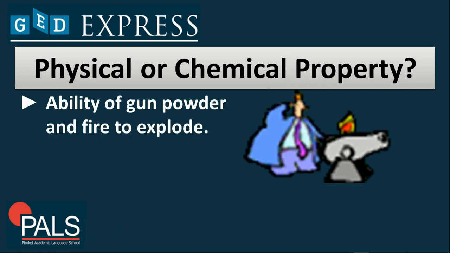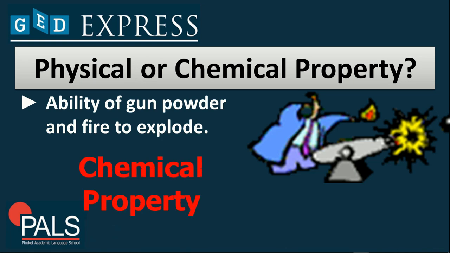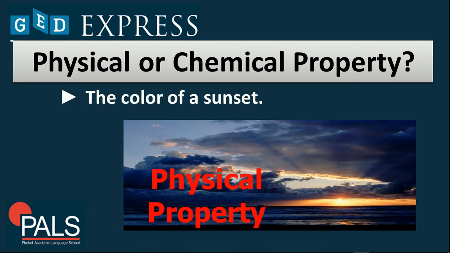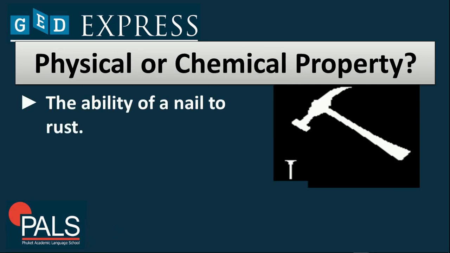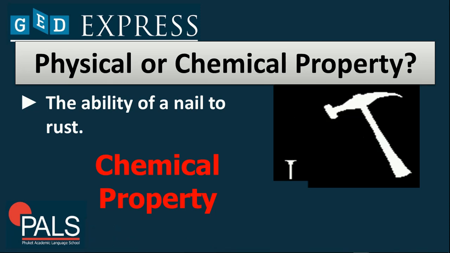Physical or chemical property. Ability of a gunpowder and fire to explode. Can you guess that? Since that is a combustion reaction, that is known as a chemical property. Good job. How about this one? The color of a sunset. The color of a sunset is mainly a physical property because it's just talking about color. How about the ability of a nail to rust? That is right. That is a chemical property because iron reacts with oxygen to produce iron oxide.